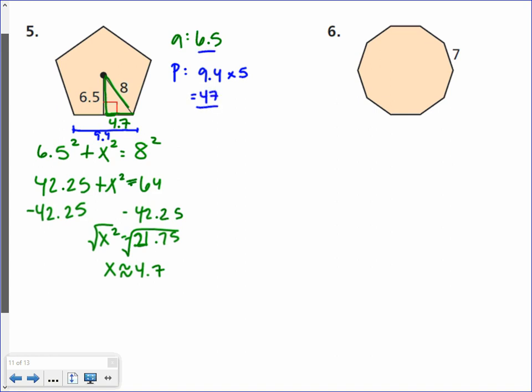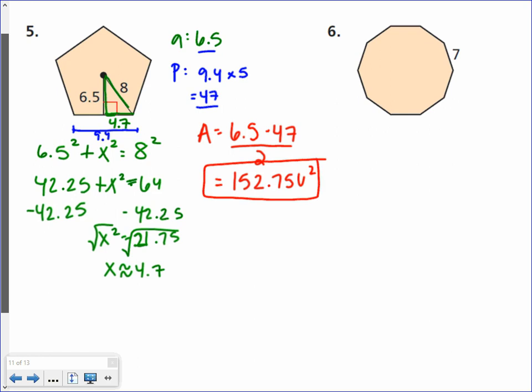Okay, and now I can do apothem times perimeter divided by 2. Now I'm good. So area equals apothem times perimeter divided by 2. 6.5 times 47 divided by 2 is 152.75. Now that is units squared after that point.